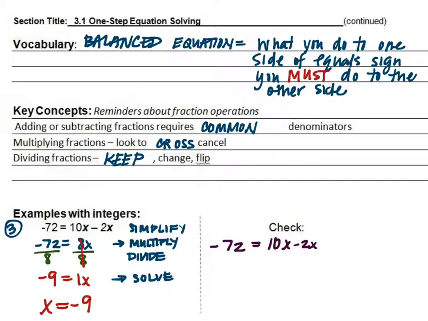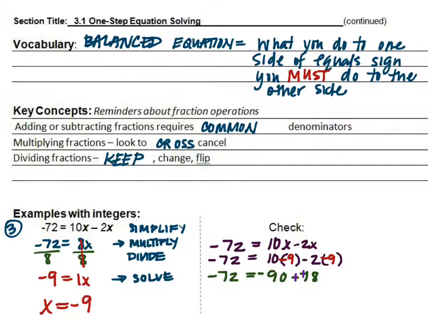I get negative 72 equals 10x minus 2x. This is our rewrite of our original equation. Now we're going to go ahead and substitute in negative 9 everywhere we see x. So I have negative 72 equals 10 times negative 9 minus 2 times negative 9. I'm going to simplify by saying negative 72 equals negative 90 minus negative 18. The minus negative gives me a plus plus, so I went ahead and plus plussed.